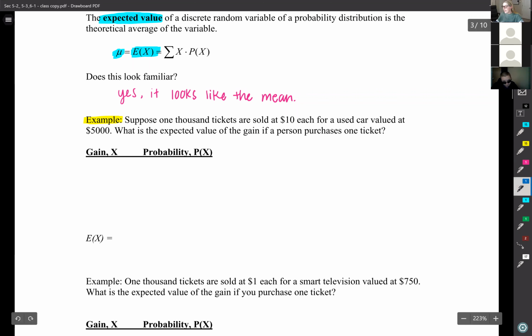Well, you've gained a used car valued at $5,000. So that's what you gained. But you spent $10 on the ticket and you're not getting that back. So I invested $10. I got a used car worth $5,000. So my gain is $5,000 minus the $10 I spent on the ticket. So if I win, I gain $4,990, because I gained a $5,000 value in the car, but I bought that ticket that was $10 and I'm not getting that $10.